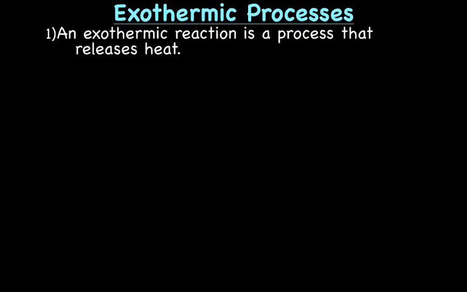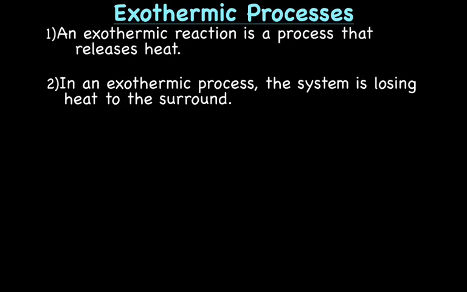All right, on to exothermic processes. So, the definition of an exothermic reaction is a process that releases heat. And I am horrible about memorizing things, so I used to have trouble remembering exothermic and endothermic, which we're going to talk about next. So a little trick that helped me is that exothermic, the heat is exiting. Exothermic, heat is exiting. Okay, it's exiting the process.